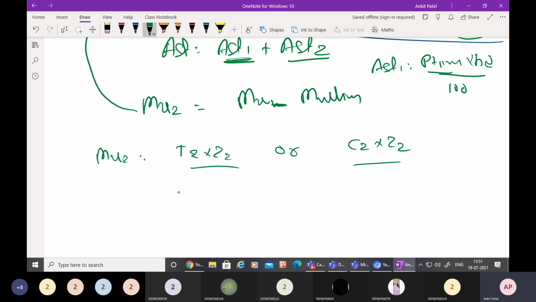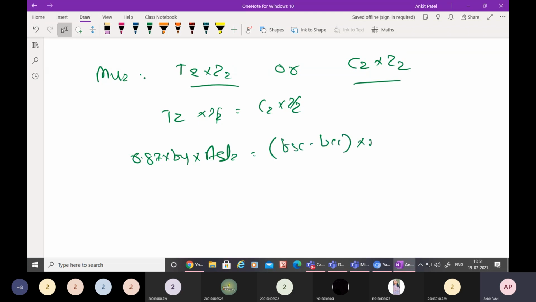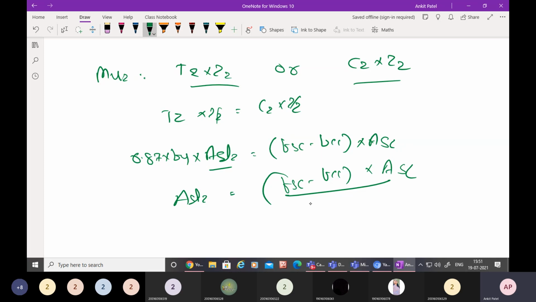So we need to calculate the value of AST2. T2 into Z2 is equal to C2 into Z2. Z2 gets cancelled out, so you have only one equation. This is your 0.87 into Fy into AST2, which is equal to FSC minus FCC into ASC. So now let's find the value of AST2: AST2 is equal to FSC minus FCC into ASC divided by 0.87 into Fy.